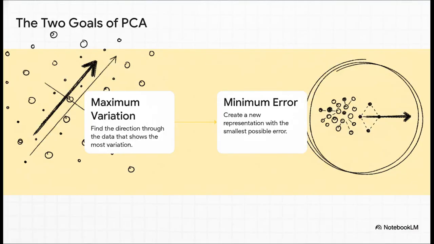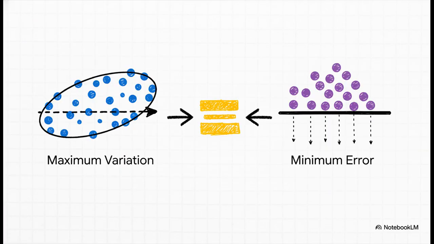Turns out, PCA is trying to do two things at the exact same time. First, it looks for the direction through all your data points that has the absolute biggest spread, the maximum variation. And second, it tries to create a summary of your data that has the minimum possible error, meaning it loses as little of the original information as possible. And here is the really, really cool part. You'd think those are two different goals, right? But mathematically, they are the exact same thing. Finding the direction with the most variation is the same as finding the summary with the least error. It's this beautiful, elegant bit of geometry that actually goes all the way back to the Pythagorean theorem.